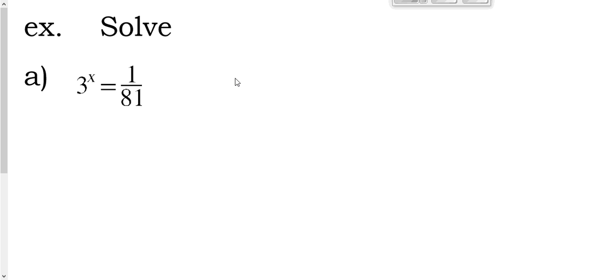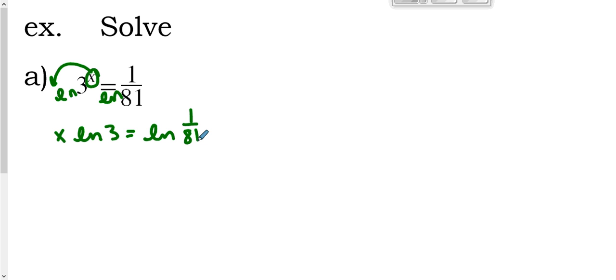So here's an example of a problem that's 3 to the x equals 1 over 81. We need to be able to solve this. So there are a couple different ways you can solve this. The best way to solve this is actually going back to ln because we have that button on our calculator. So what we can do is we can take the ln of both sides. And over here, we can use our logarithm rule and move the x in front. So we have x times the ln of 3 equals the ln of 1 over 81. And then we would just, to get x alone, divide both sides by the ln of 3.